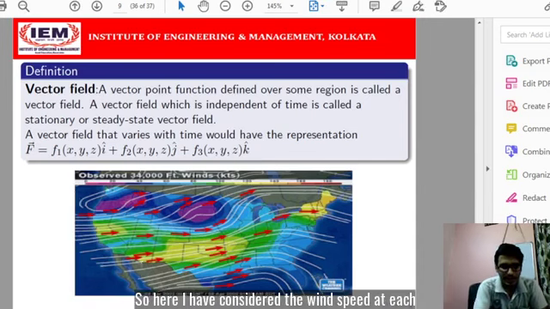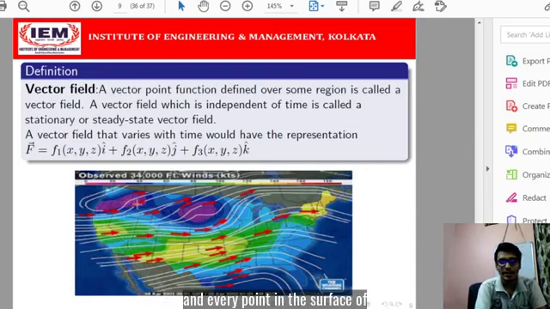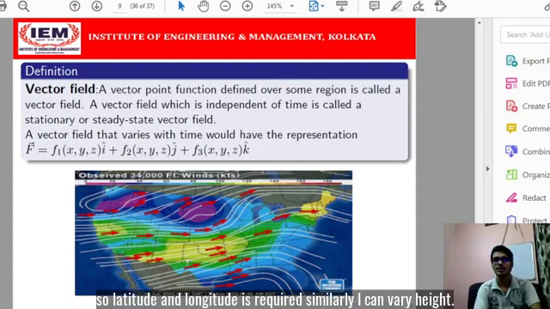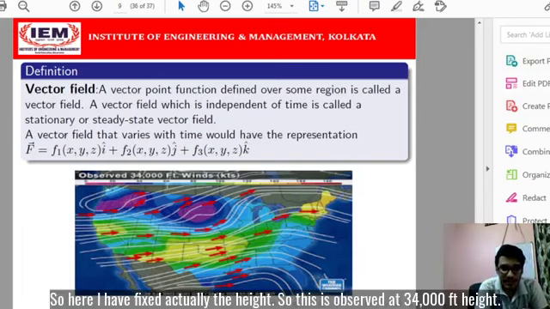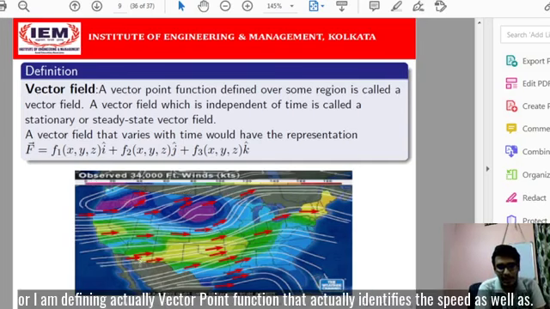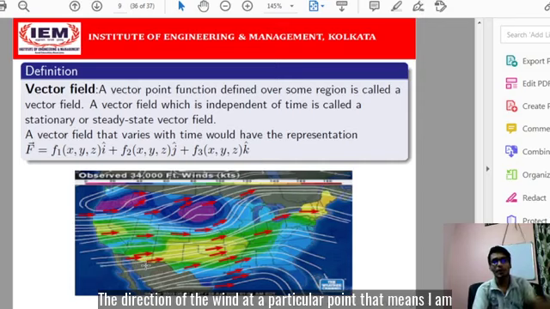Here I consider the wind speed at each and every point on the surface of Earth. If I want to identify any point on the Earth surface, latitude and longitude are required. Similarly, I can vary the height. Here I have fixed the height; this is observed at 34,000 feet. At that height, I am defining a vector point function that identifies the speed as well as the direction of the wind at a particular point.